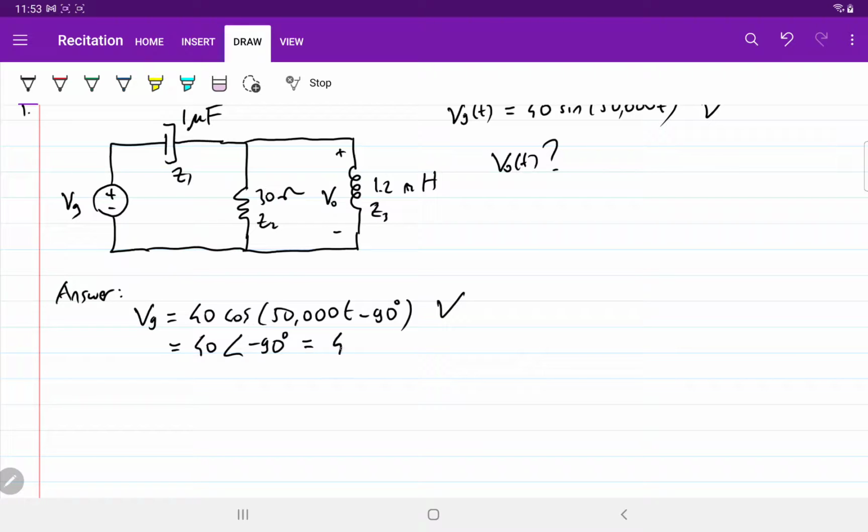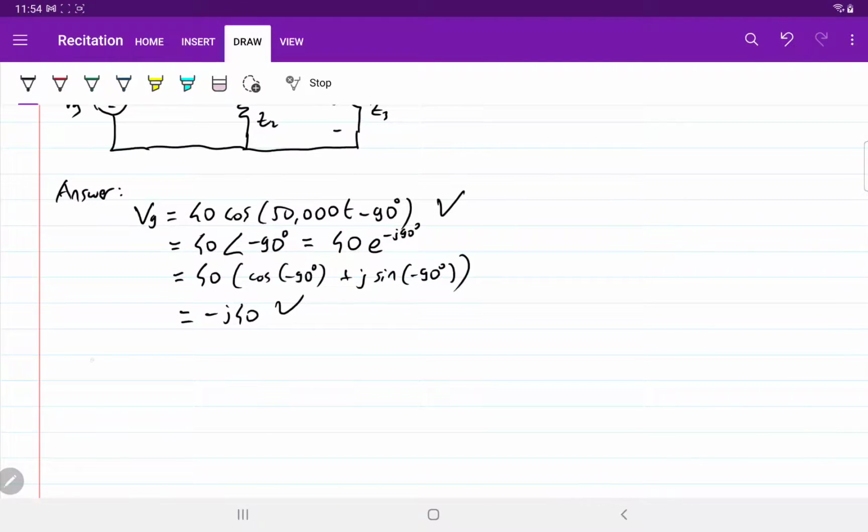Or 40 e to the power minus j 90 degrees, and you can use Euler identity. So 40 cosine minus 90 plus j sine minus 90. So cosine minus 90 is 0 and sine minus 90 is minus 1, so minus j40 volt.